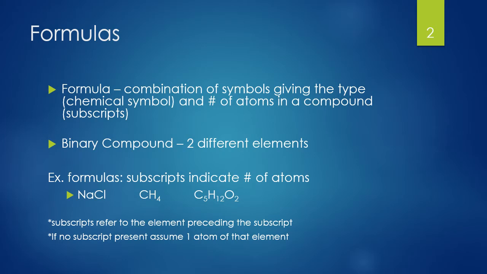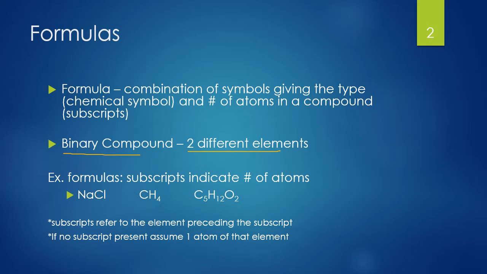So now we're going to look at formulas. Formulas are combinations of symbols giving the type and the number of atoms. Often we're going to refer to compounds as binary, sometimes tertiary, and so on. What binary compound means is when you have two different elements combined. So here are some examples of some formulas.